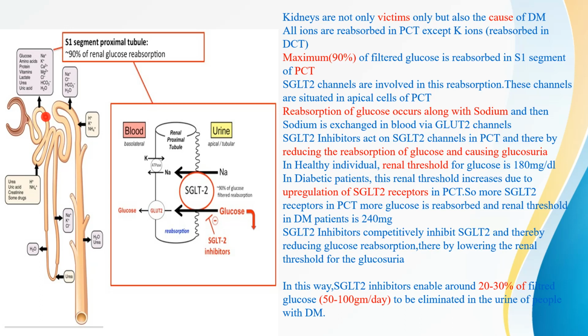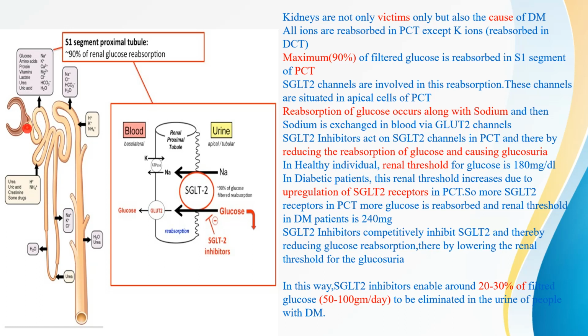In a normal individual, the renal threshold for glucose is 180 mg per deciliter. It means when the blood glucose level rises above 180 mg, then only the glucose gets excreted in the urine. But in a diabetic patient, there is overexpression of the SGLT2 receptors. Overexpression means there is an increase in the number of SGLT2 receptors in the proximal convoluted tubule, so more and more glucose gets reabsorbed and the renal threshold for glucose rises from 180 to 240 mg.